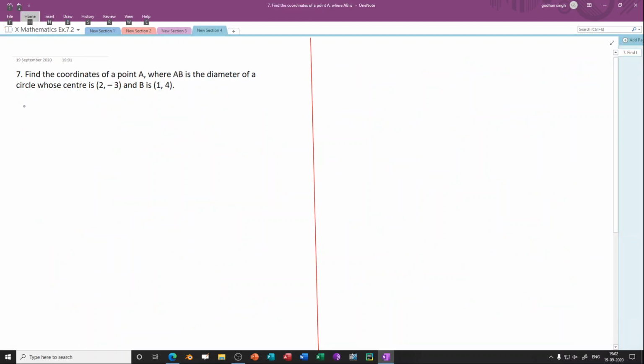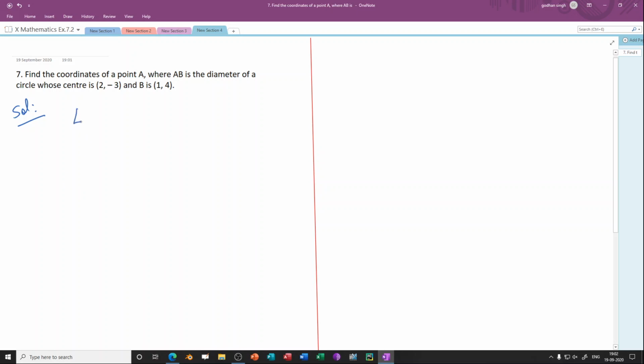Now let us do question number 7. It's a very simple one. Find the coordinates of a point A where AB is the diameter of a circle whose center is (2, -3) and B is (1, 4). Coordinates of point A are not given and we have to find it.